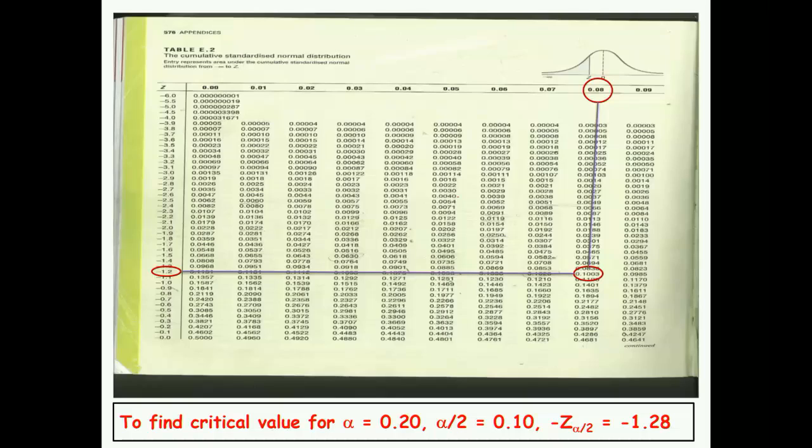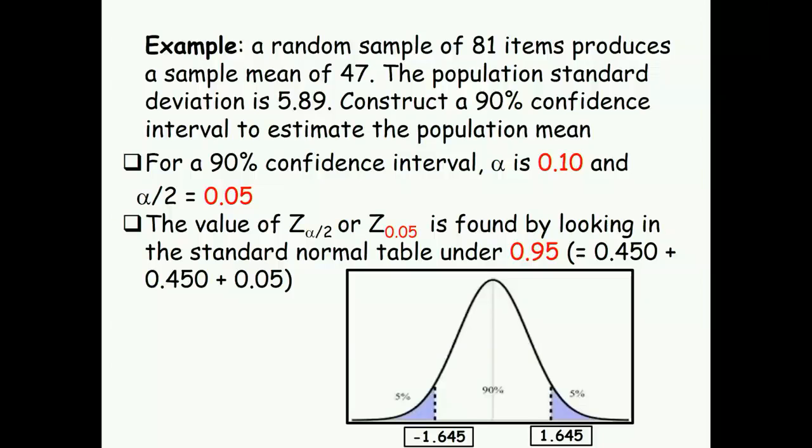So this is when the population standard deviation is known. We are doing inference about the population mean, but the population standard deviation is known. Example: a random sample of 81 items produces a sample mean of 47. The sample mean of 47 is a point estimate. So, point estimate plus or minus critical value times standard error.